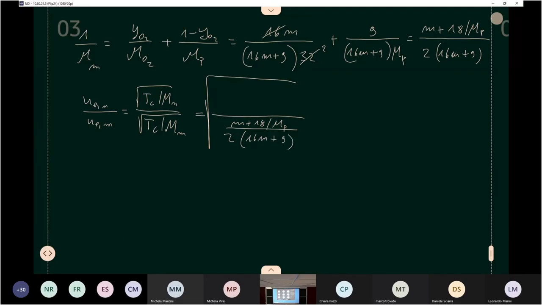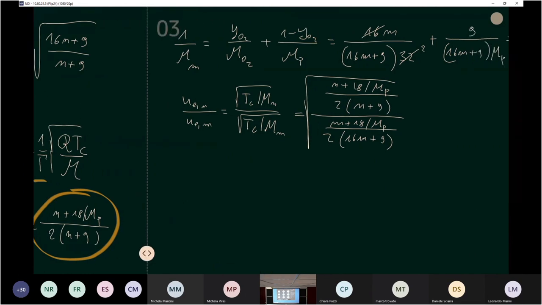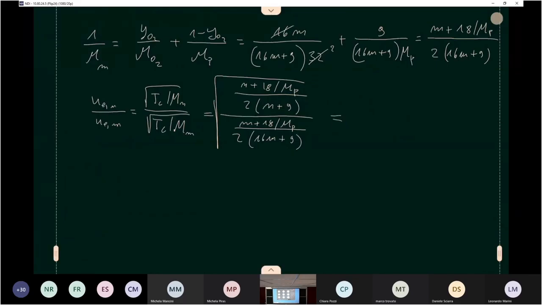And what we had got before was this value here that you see, and this n plus 18 over M_P divided by 2(n plus 9). Okay, so if we consider now n equal to m, we can simplify these two terms and of course the number 2, and we are back to the former expression, which is 16n plus 9 over n plus 9. So you see that these results are consistent with each other.